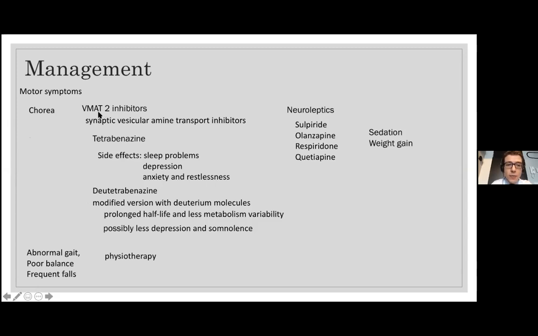So for chorea, we have VMAT2 inhibitors, such as tetrabenazine and deutetrabenazine. Tetrabenazine helps with chorea, but can lead to sleep problems and particularly depression and anxiety. Deutetrabenazine is a modified version that has a longer half-life and possibly less depression and somnolence. We can also use neuroleptics for chorea, such as olanzapine, but they naturally have sedation and weight gain, which in this case isn't necessarily a bad thing.